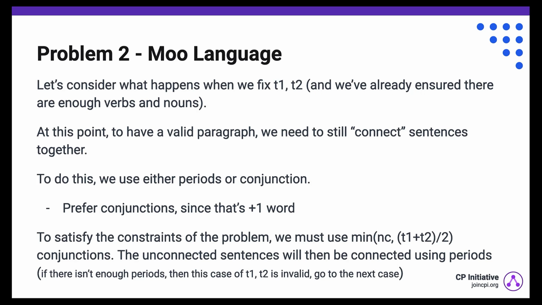To satisfy the constraints of the problem, we can't have infinite conjunctions. We'll use the min of the number of conjunctions as well as half the total amount of sentences that we're going to use, because we need to have the other half with periods in between.